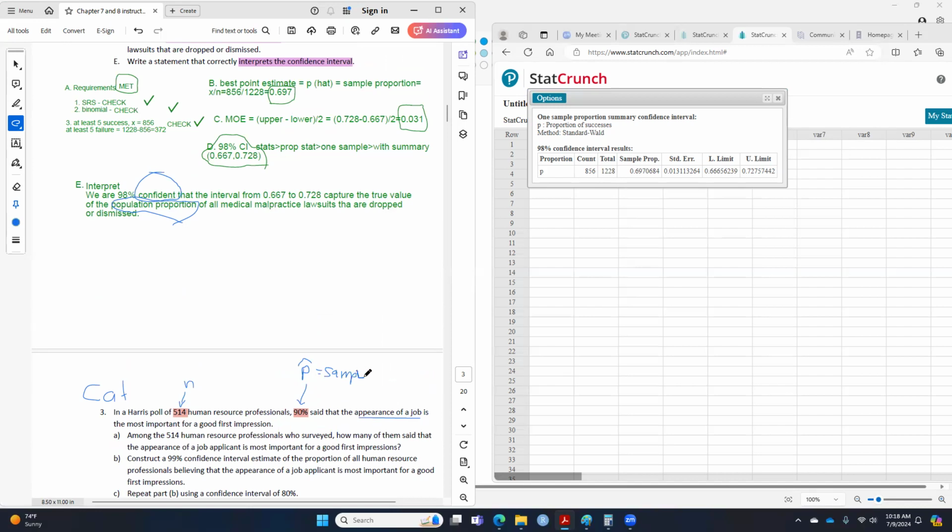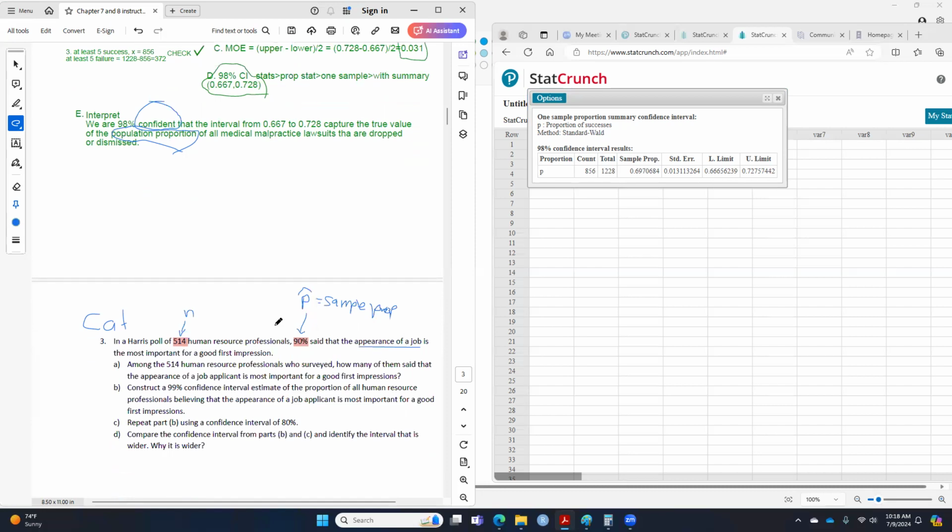Okay, so this question does not provide us x, which is the number of success. Question A is asking: among the 514 human resource professionals who were surveyed, how many of them say that the appearance of a job applicant is important for a good first impression? So how do we do question A in this case, class?